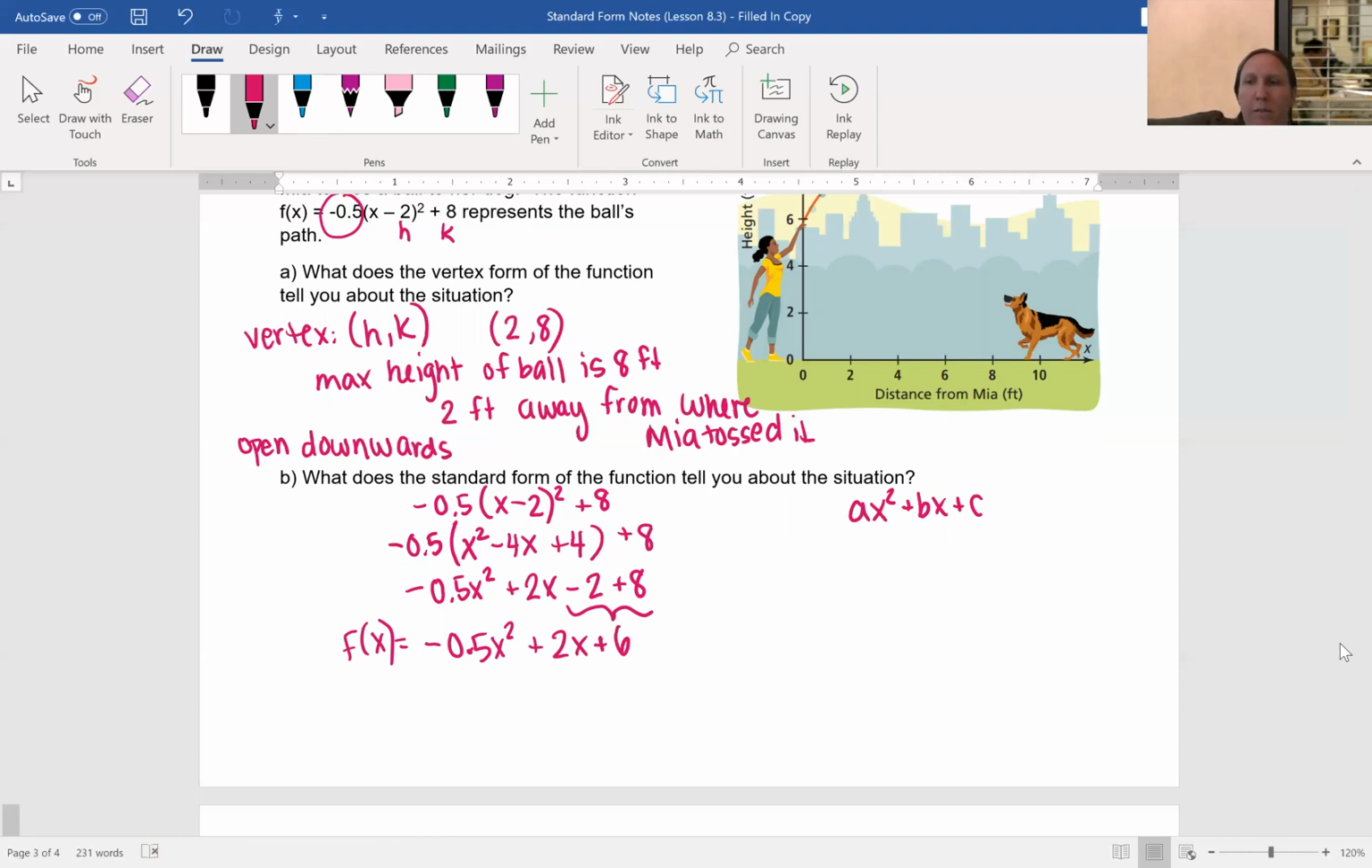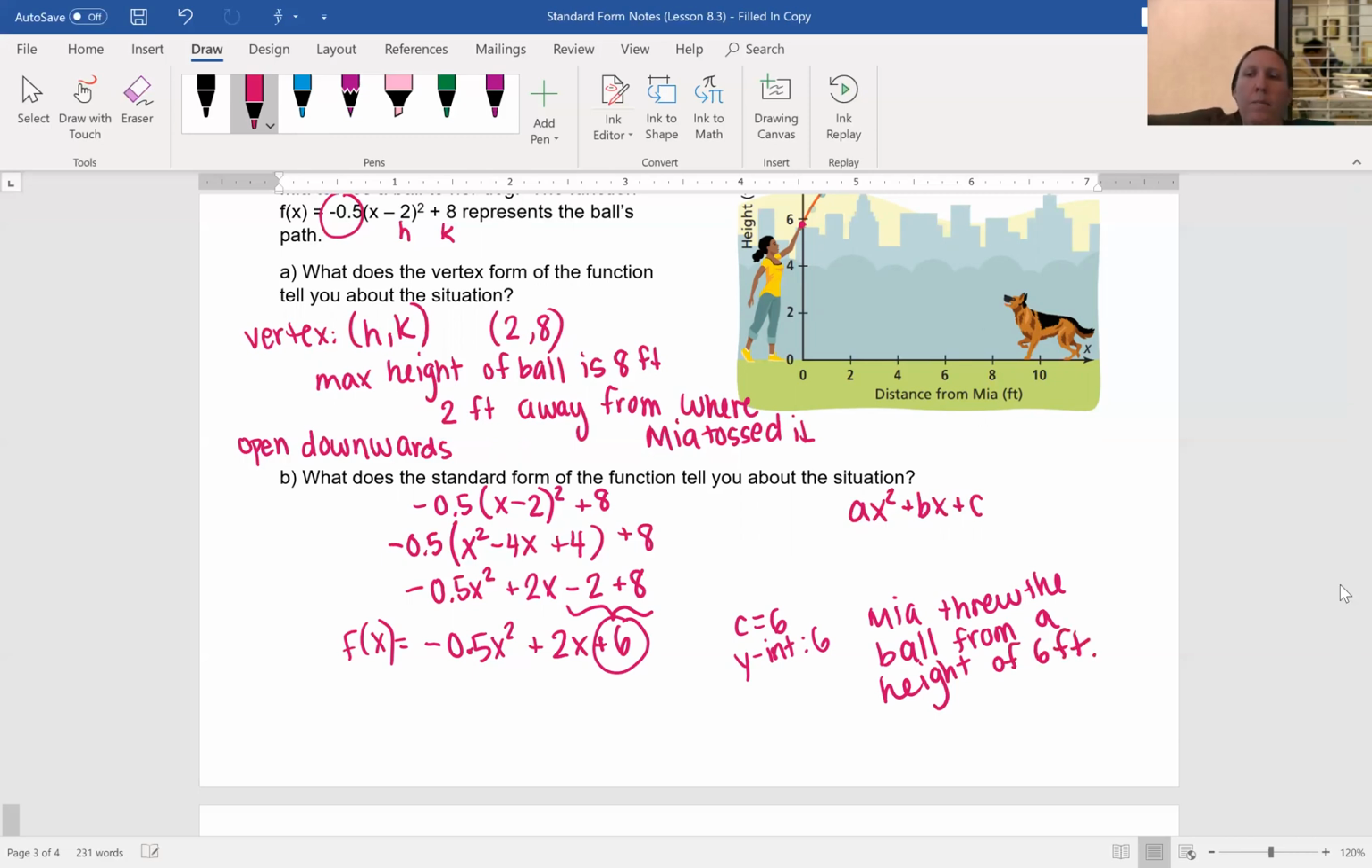And what standard form tells us, the most important piece of information it tells us, is that the c is 6, which means the y-intercept is 6. And in terms of this scenario, that's where Mia throws the ball from. So Mia threw the ball from a height of 6 feet.